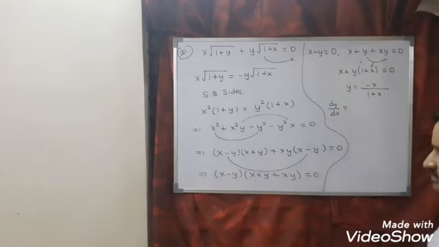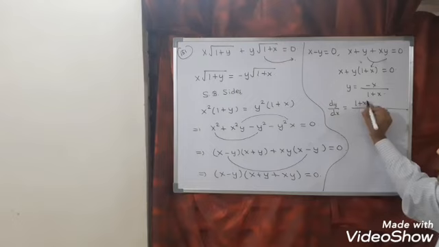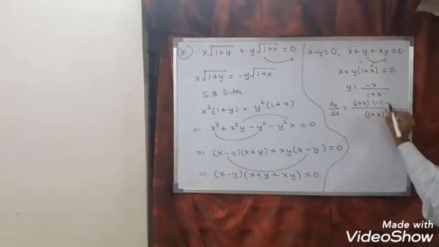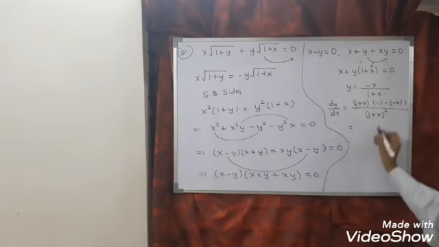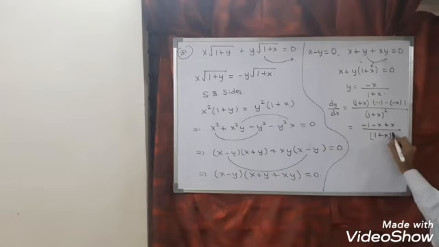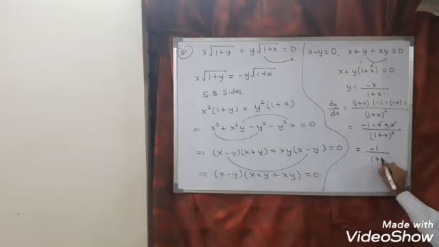So how to differentiate this? I am applying the division rule. The division rule says: denominator into differentiation of numerator, which is -1, minus numerator, which is -x, into differentiation of denominator, which is 1, all divided by denominator square. So finally what you will get is (-1 - x + x) divided by (1 + x) whole square. So x cancels. So finally what we will get is -1 divided by (1 + x) whole square. So this is the required solution.